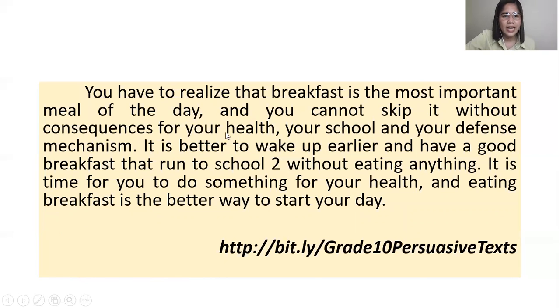You have to realize that breakfast is the most important meal of the day. You cannot skip it without consequences for your health, your school, and your defense mechanism. It is better to wake up earlier and have a good breakfast than run to school without eating anything. It is time for you to do something for your health, and eating breakfast is the better way to start your day. So this part, you are summing up your points.